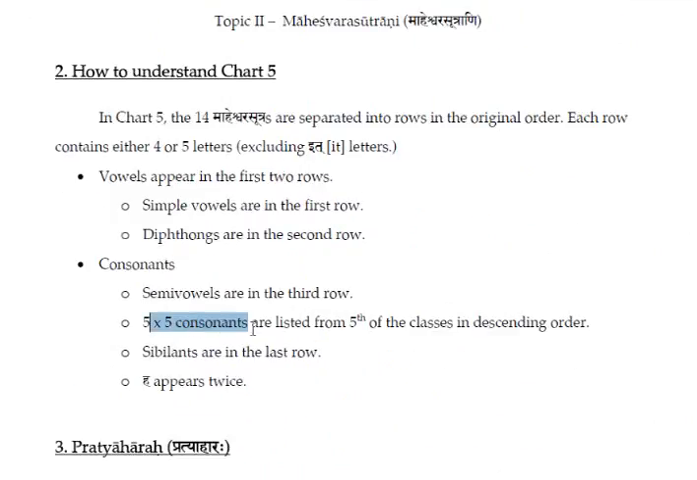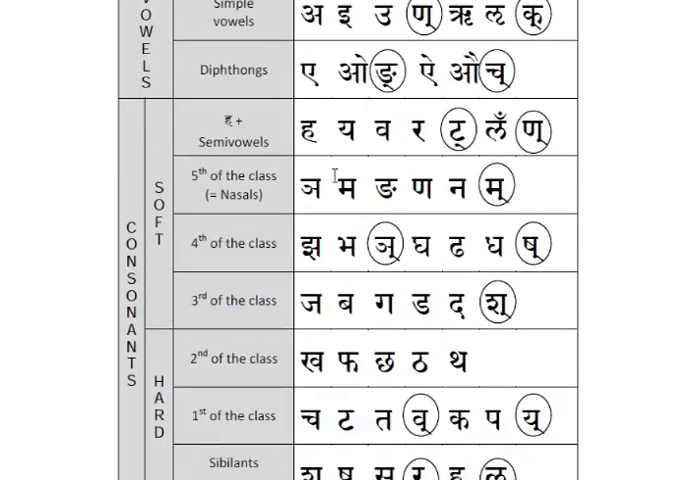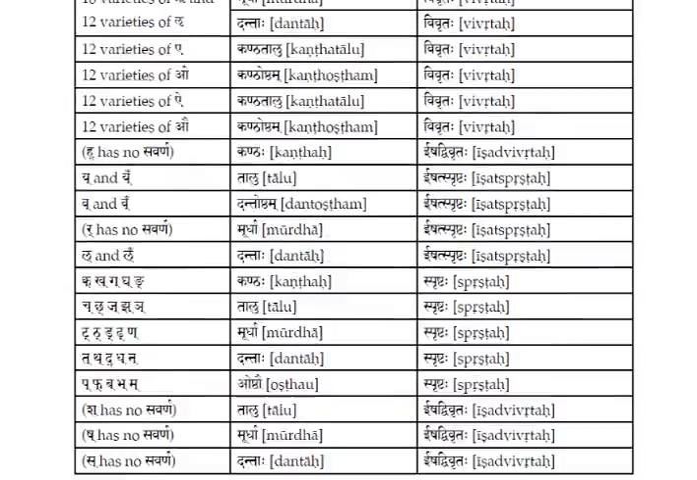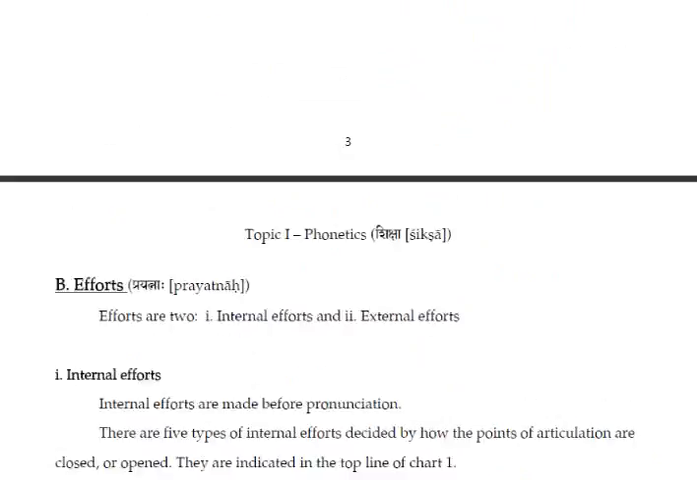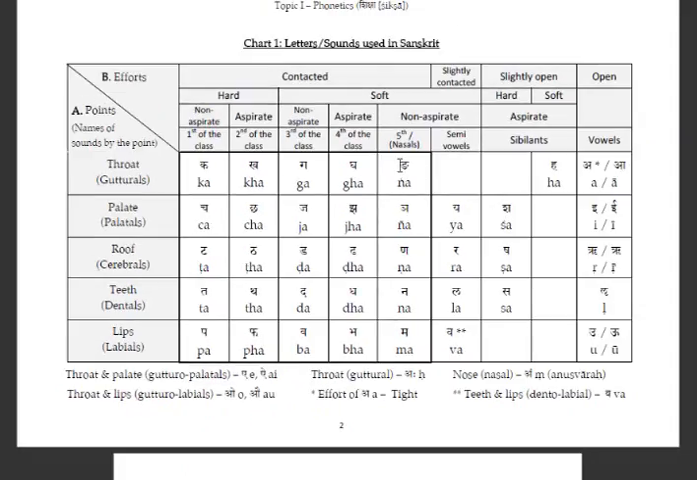And then five consonants are listed from the fifth of the class in descending order. Have you noticed it? Fifth of the class means nasal. If you go back to the normal, standard alphabet chart, the fifth is nasals. Fourth, soft aspirated. Third, soft non-aspirated. Second, hard aspirated. And then first is hard non-aspirated.